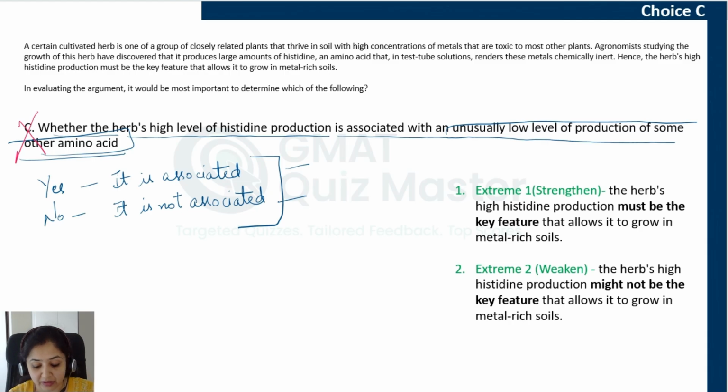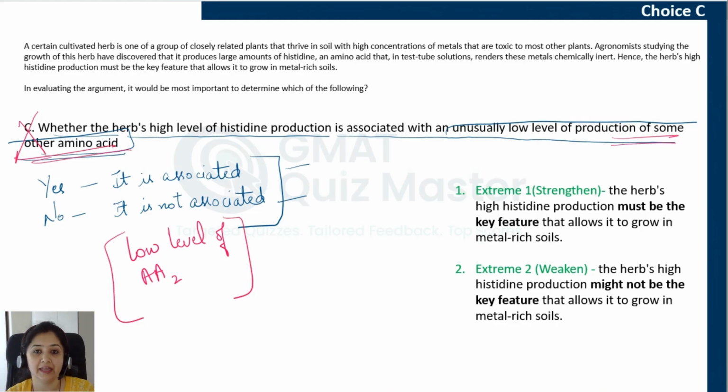You considered that okay, there is a low level of some other amino acid that is being discussed here, and you brought in an assumption that this is what affects the ability to survive in those conditions. That is not something that the choice mentions. If you have to create an answer choice on that aspect, then the answer choice will also mention that this level of the other amino acid can help the plant grow in those conditions or it cannot help the plant grow in those conditions.